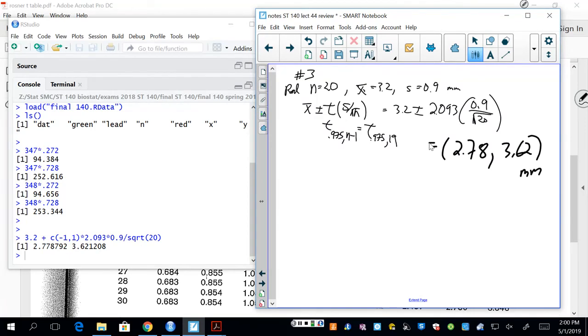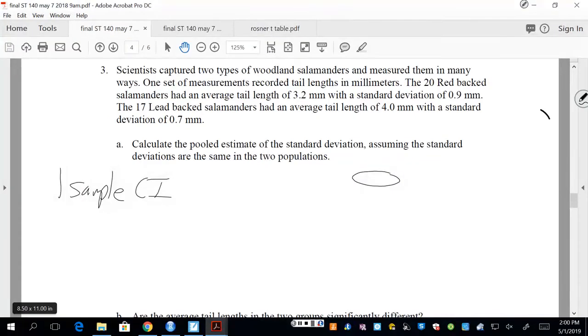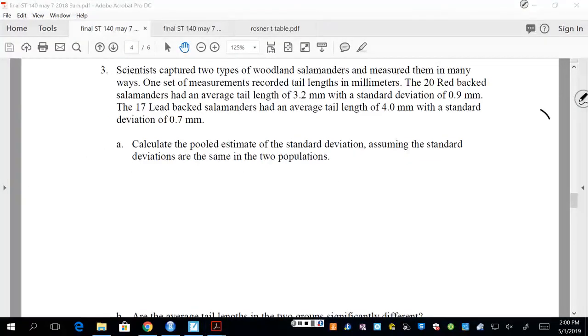All right, so you can do that with the other one, a similar thing. Degrees of freedom change. It only had 17, so you're going to have to look up 16. The question goes on, and so we're not going to do that per se.